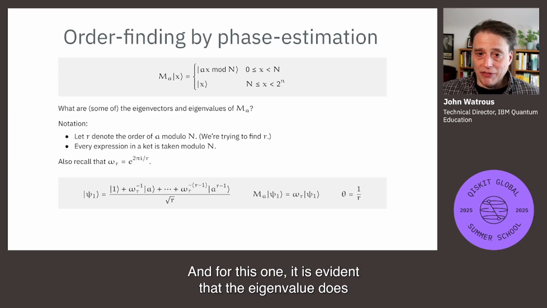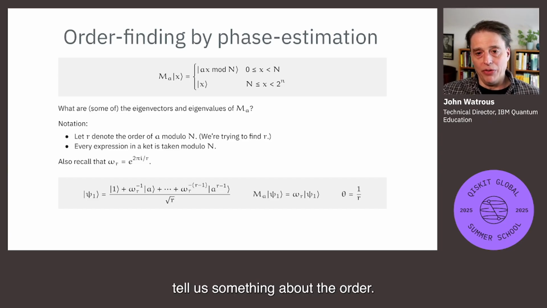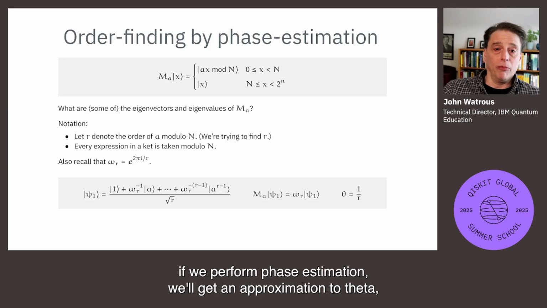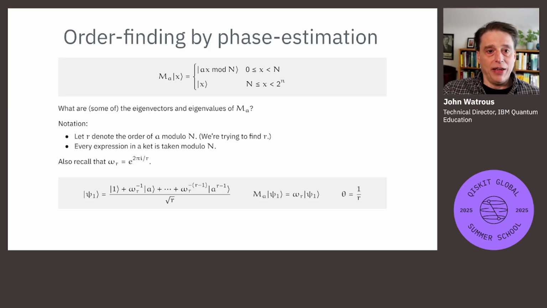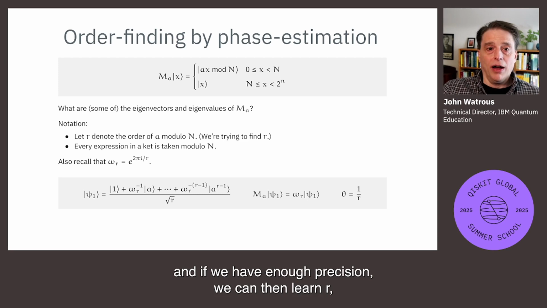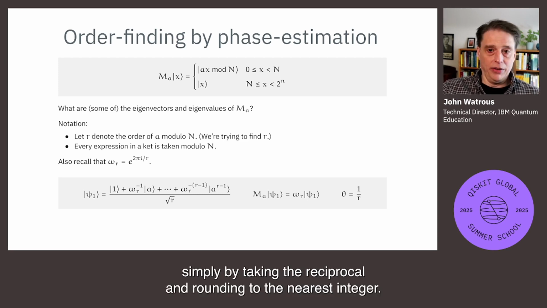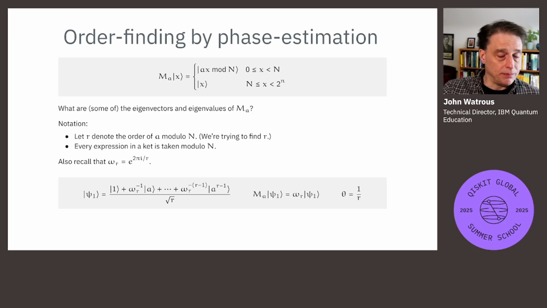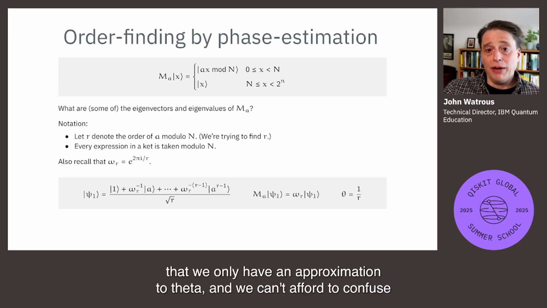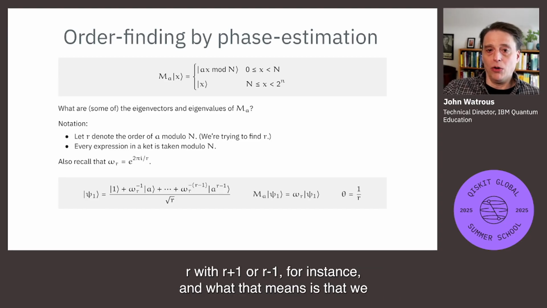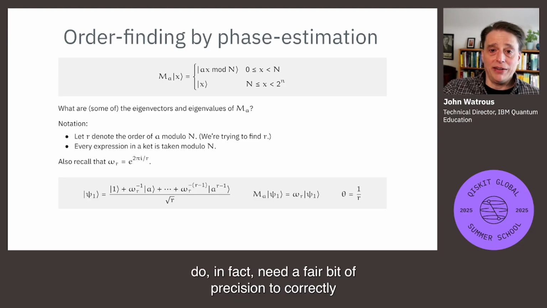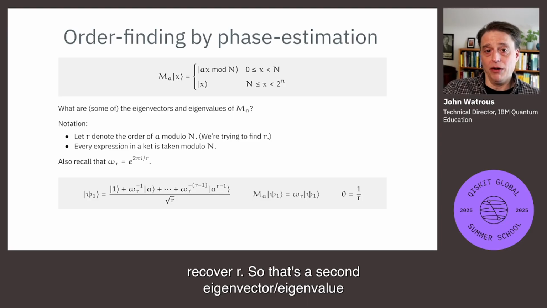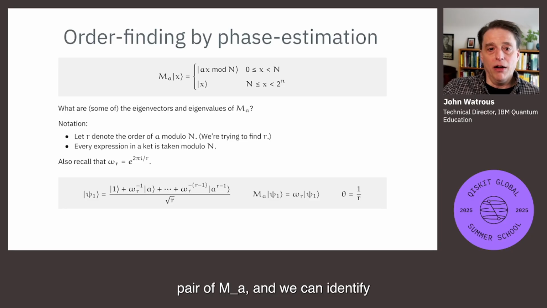And for this one, it is evident that the eigenvalue does tell us something about the order. In particular, if we perform phase estimation, we'll get an approximation to theta, and if we have enough precision, we can then learn r simply by taking the reciprocal and rounding to the nearest integer. Keep in mind, though, that we only have an approximation to theta, and we can't afford to confuse r with r+1 or r-1, for instance. And what that means is that we do, in fact, need a fair bit of precision to correctly recover r. So that's the second eigenvector-eigenvalue pair of MA.